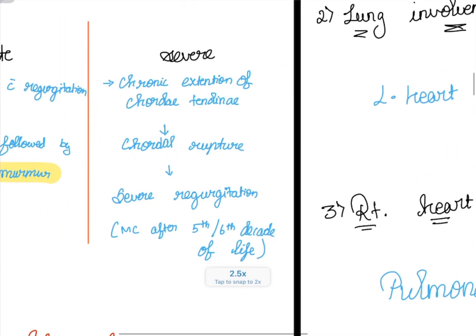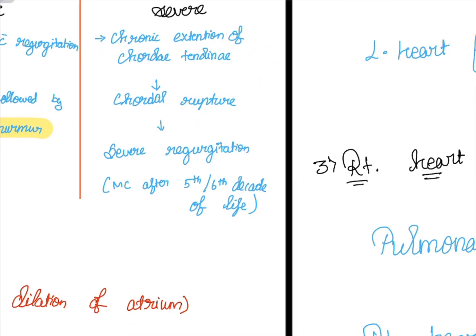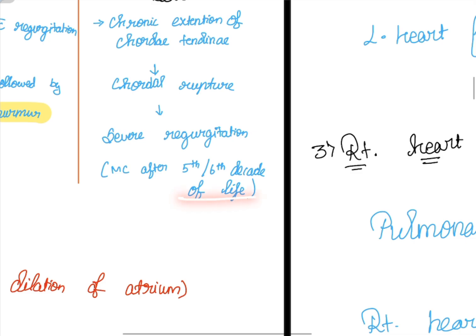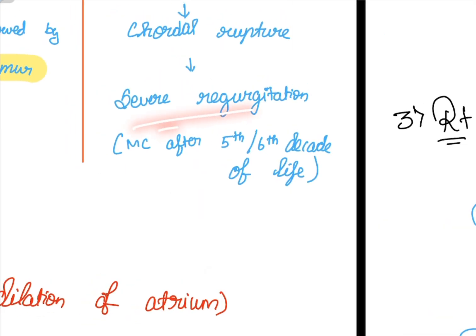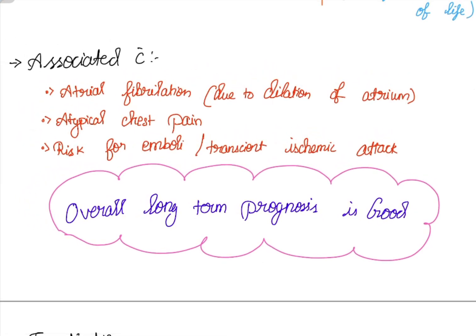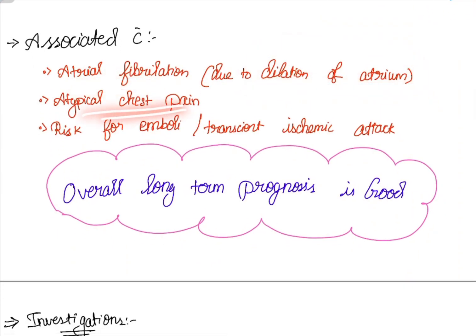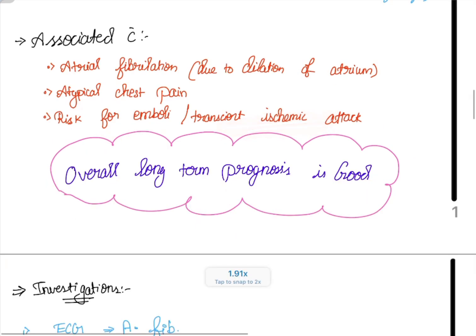In severe conditions, chronic extension of the chordae tendineae results in rupture of the chordae tendineae. This results in severe regurgitation. It is usually seen after the 5th to 6th decade of life. When there is severe regurgitation, we may see a pansystolic murmur. This mitral valve prolapse is associated with atrial fibrillation because there is dilation of the left atrium. It may also present with atypical chest pain, and there is an increased risk of embolism or transient ischemic attack. But overall, the long-term prognosis of mitral prolapse is good.